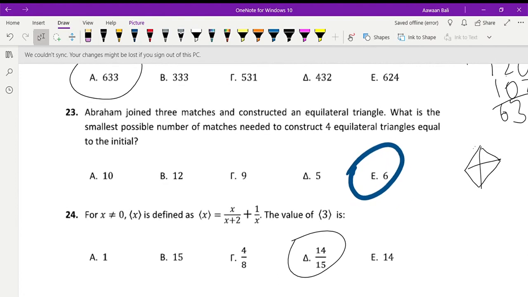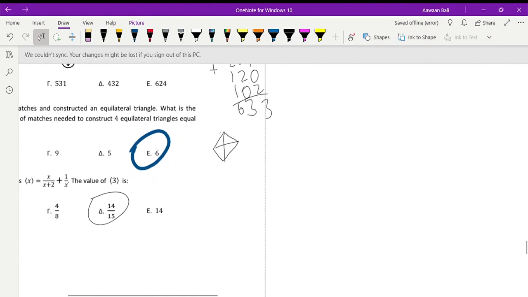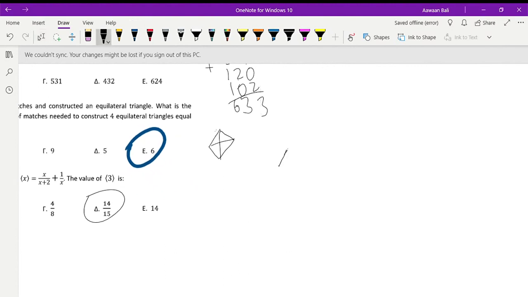Abraham joined 3 matches and constructed an equilateral triangle. What is the smallest possible number of matches needed to construct 4 equilateral triangles equal to the initial? Okay, so this is the smallest, 6. Okay, let's see. So we have 1 here. We can make 2 here, and we have 1 here. Then we can share that line with another triangle. And that's basically it.